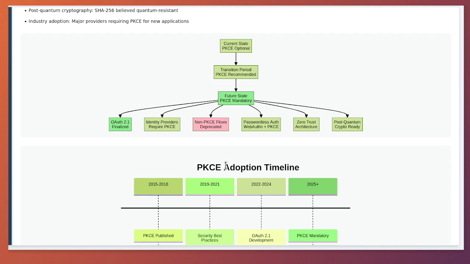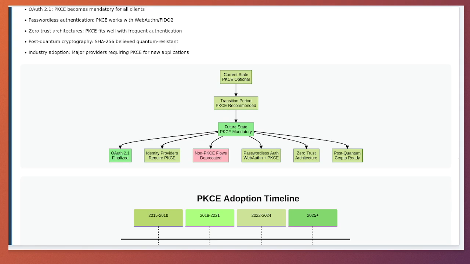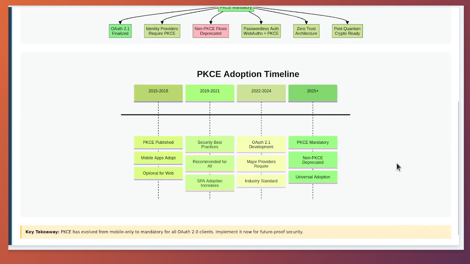PKCE has become a cornerstone of OAuth 2.0 security, and its importance will only grow. The OAuth 2.1 specification, currently in development, makes PKCE mandatory for all client types. This represents a major shift from OAuth 2.0 where PKCE was optional. Once OAuth 2.1 is finalized and adopted, we can expect authorization servers to increasingly require PKCE and eventually deprecate non-PKCE flows entirely. Major identity providers have already announced plans to require PKCE for new applications.